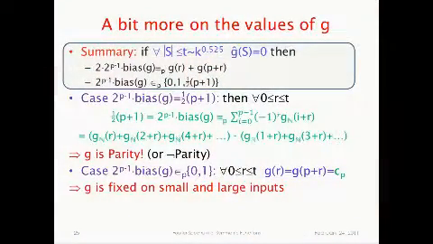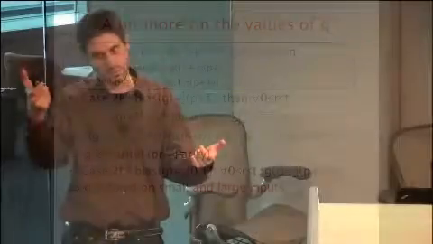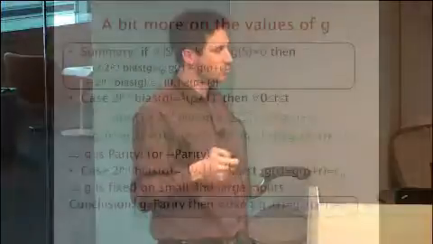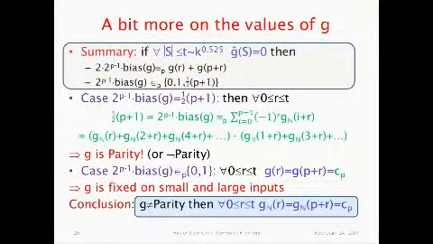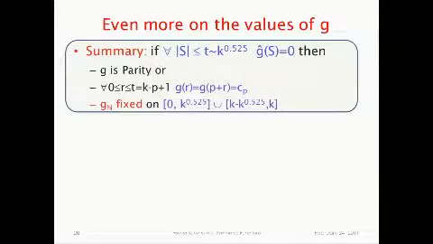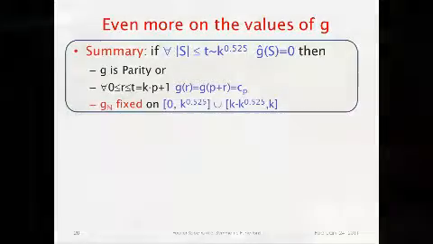That's it. So what did we get? G is fixed, all small up to T, or all large, because in between it's P plus P, right? So it's fixed on those 2 intervals. Great. So that's the conclusion that you get, that if G is not parity, then for every R smaller than T, this equals this. So we know that the function has to be fixed at the beginning and at the end. Good.